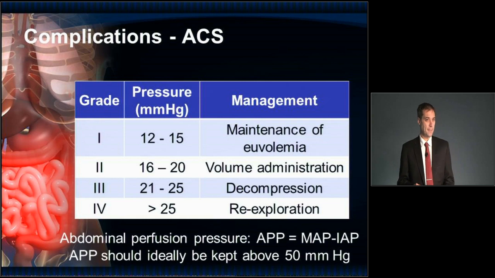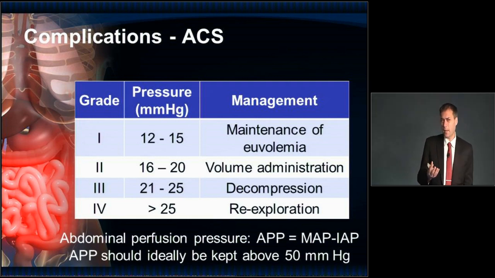So 12 to 15 will often do well as long as we keep them euvolemic. 16 to 20 will usually be hypotensive. They'll need fluid, and we'll also need to seek the cause to try to resolve it. 21 to 25 will usually need the abdomen opened so that we can let the pressure out, and anything above 25 is usually going to require surgical exploration to repair.